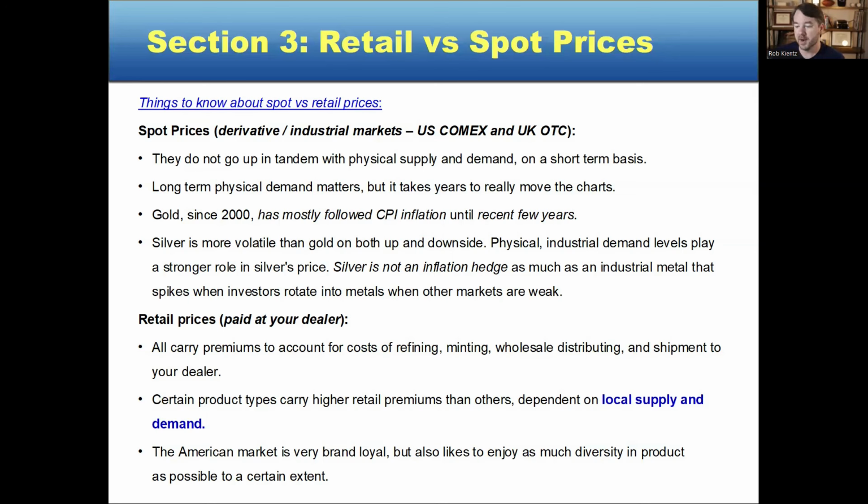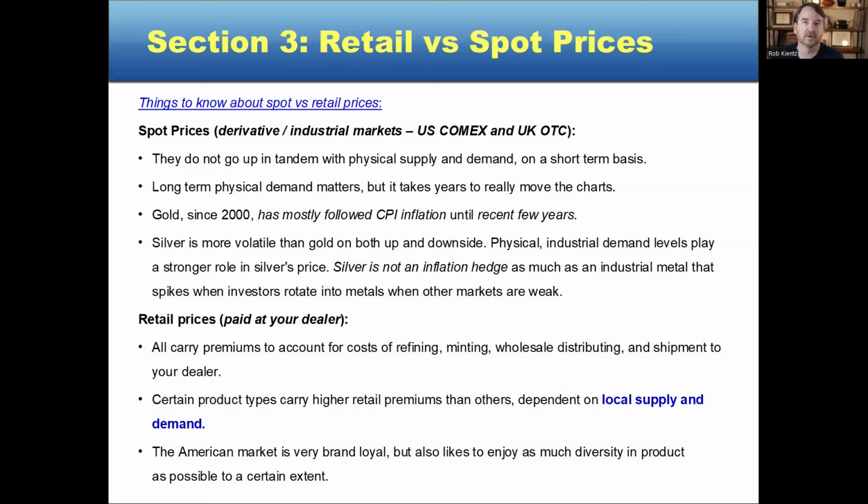The American market is very brand loyal. Brand loyal in two instances: brand loyal to the specific bullion they're buying, and brand loyal to the outlet at which they're buying it, the distributor. But they also like to enjoy as much diversity in product and distribution outlets to a certain extent. So they're brand loyal, but there's a little bit of flexibility in that along the way as well. But brand matters in the US.